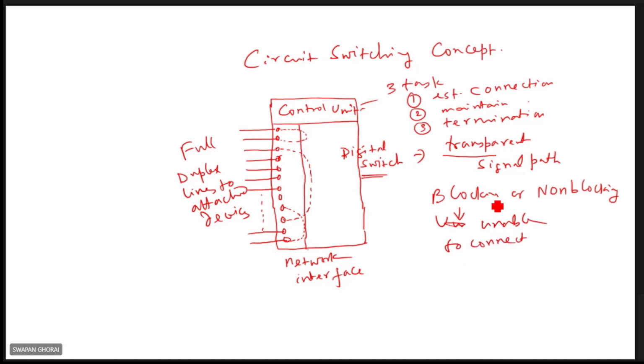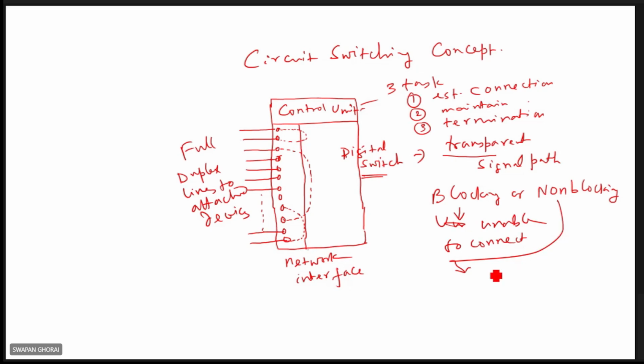All the lines are busy. All the possible paths are in use, so it is unable to connect the two stations. Non-blocking means all stations can be connected, and all possible connection requests can be granted as long as the called party is free. Of course, the called parties should be free.